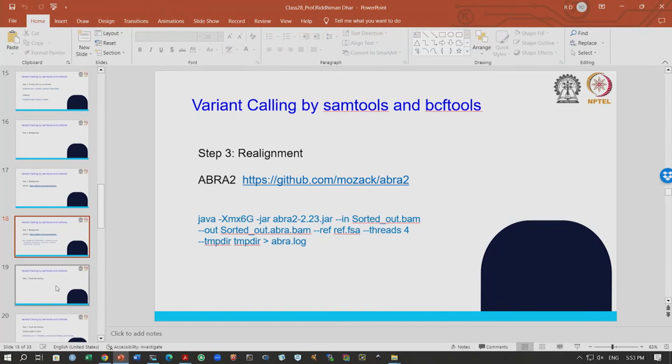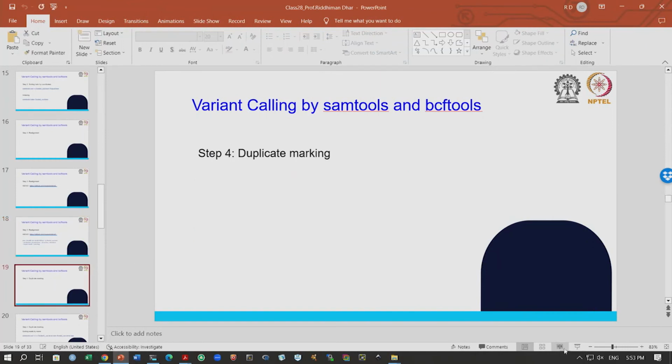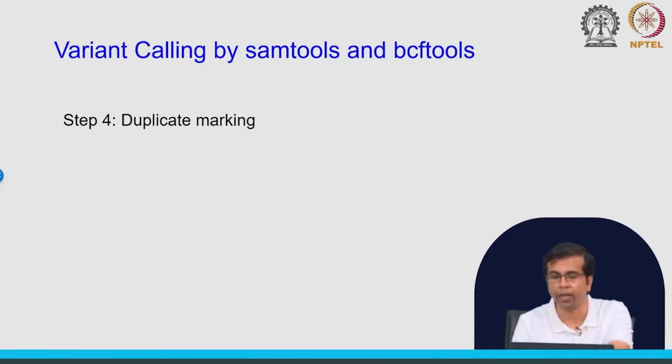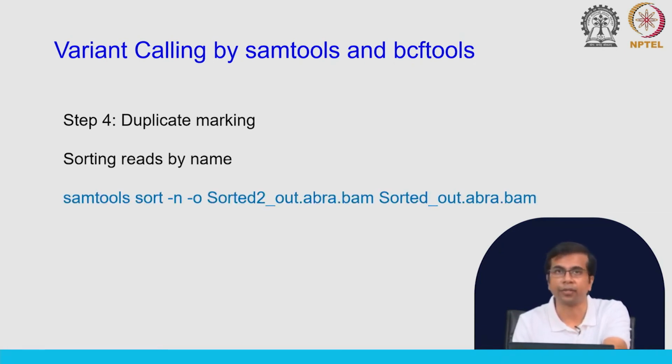While it is running in the background, let's talk about the duplicate marking part. In duplicate marking, we first have to sort reads by name. When you mark duplicates, the program looks for paired-end reads and their locations, and then compares them against other paired-end reads. That is why you first need to sort by read name.